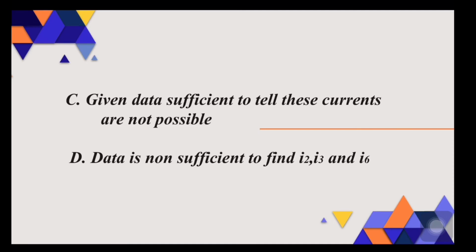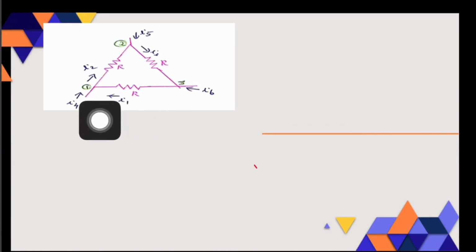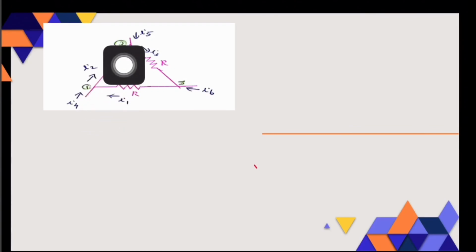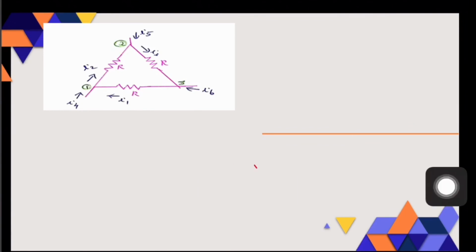Let us first analyze the network. Here we have 3 resistors connected in delta form. They all 3 have same value R. How many nodes are there? 3 nodes. Let us label this as first node, this as second node and third node. Branch currents I1, I2, etc. I6 are marked in the network.